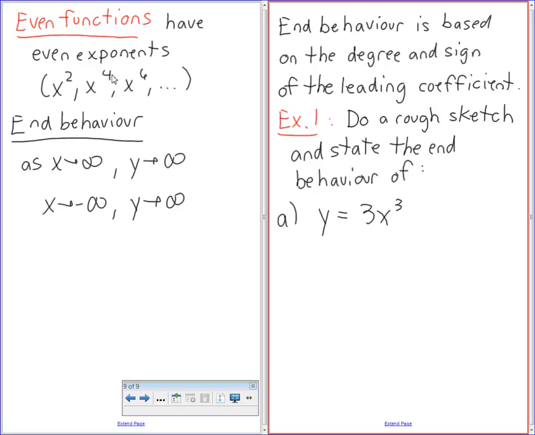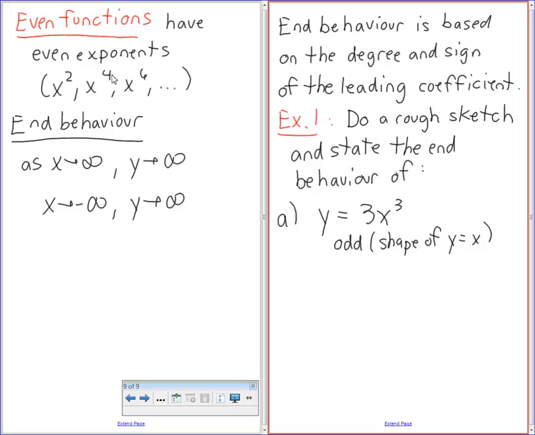Now, Albert, is this going to be an even or an odd function, and why? Right, x is cubed, so it can be an odd function. Okay, so this is going to be odd. So it's going to have the shape of y equals x. I'm looking at the degree. It's degree 3, so it's going to have the shape of y equals x.